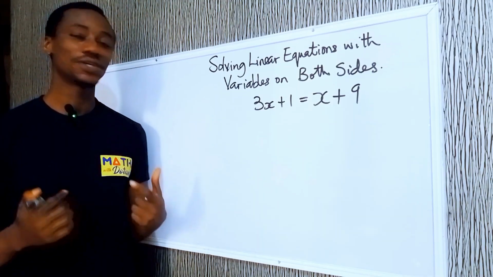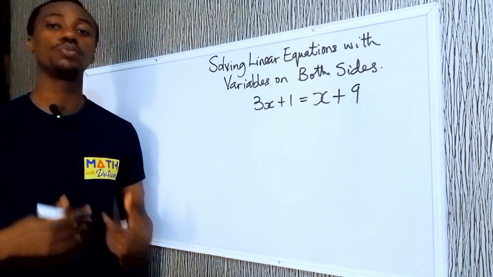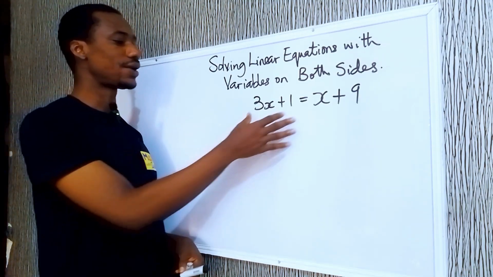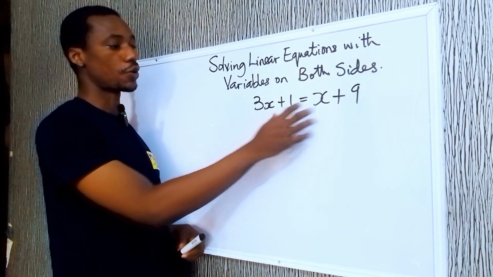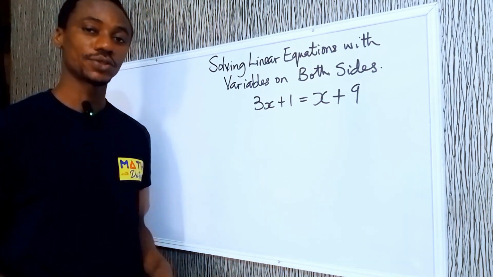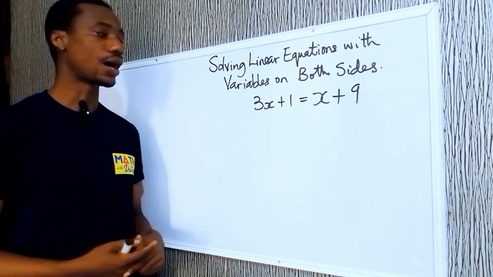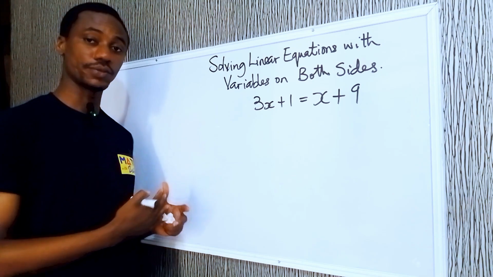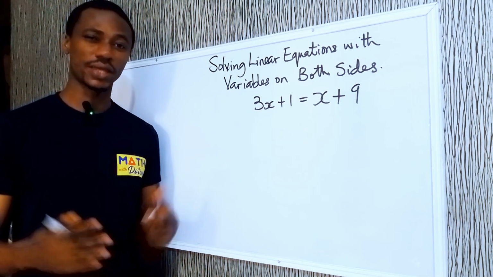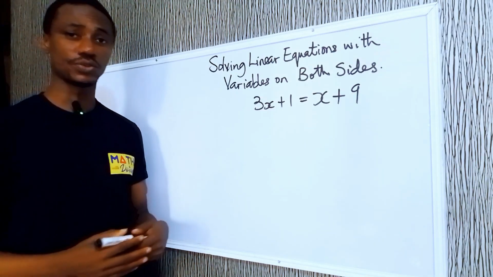In this lesson, we'll be solving linear equations with variables on both sides. As you can see in this example, on the left-hand side you have the x. Also on the right-hand side you have the x, okay? So you have the variable on both sides of the equation. So our goal is to bring those variables together on one side and then the numbers together on the other side of the equation, right?